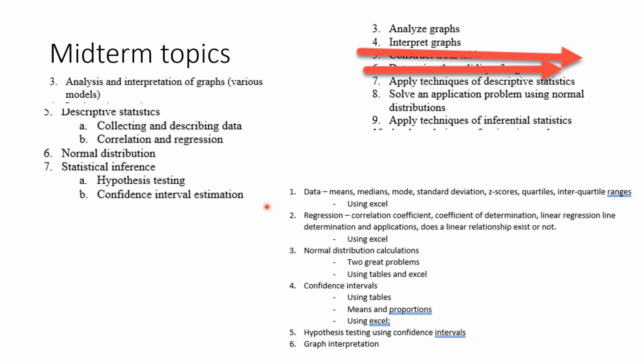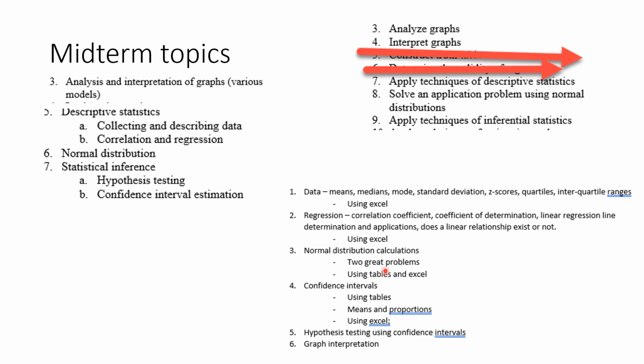These are the topics I plan to test you on in the midterm. There's going to be data where you're taking a file, and you'll find means, medians, modes, standard deviations, z-scores, quartiles, interquartile ranges, things like that, and I expect you to be able to use Excel to do that. Similarly, we will have data, and then you will do regression analysis on this. We'll talk about correlation coefficients, coefficient of determination, linear regression line determination and applications of that, and even the discussion of whether a linear relationship exists or not, and those can use Excel.